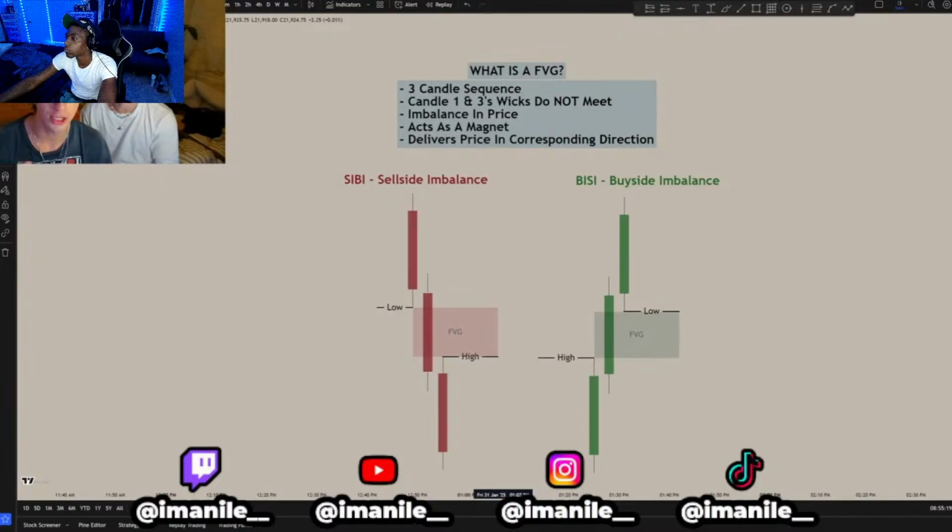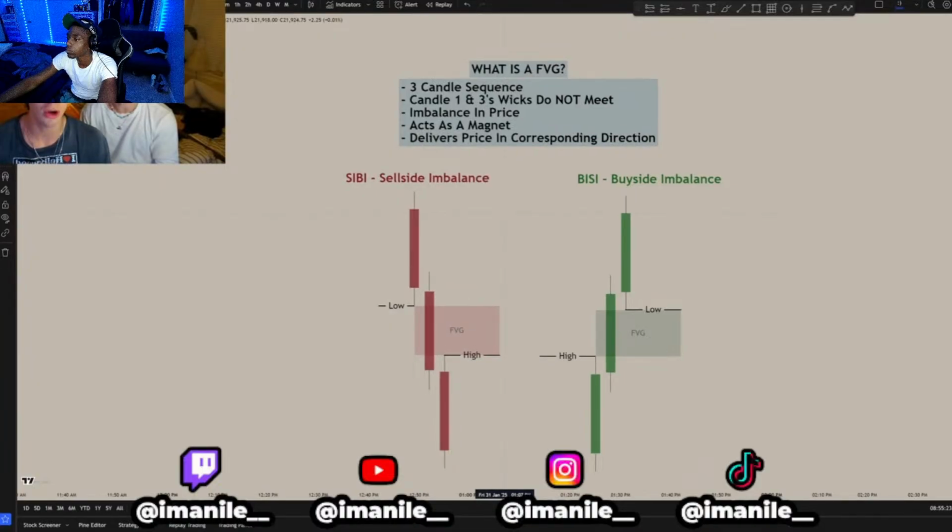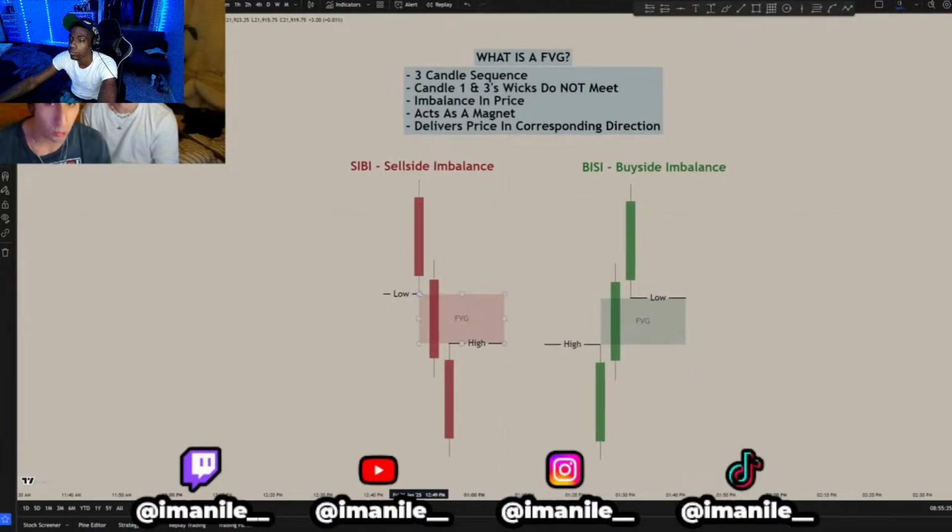We first have here a sell side imbalance. This is a bearish fair value gap, also known as a SIBI, a sell side imbalance. And what a fair value gap essentially is, is when the low of the first candle's wick doesn't overlap with the high of the third candle's wick, or in a bullish sense, the high of the first candle's wick doesn't overlap with the low of the third candle's wick. Here we have it broken down into 5 main components that make up a fair value gap.